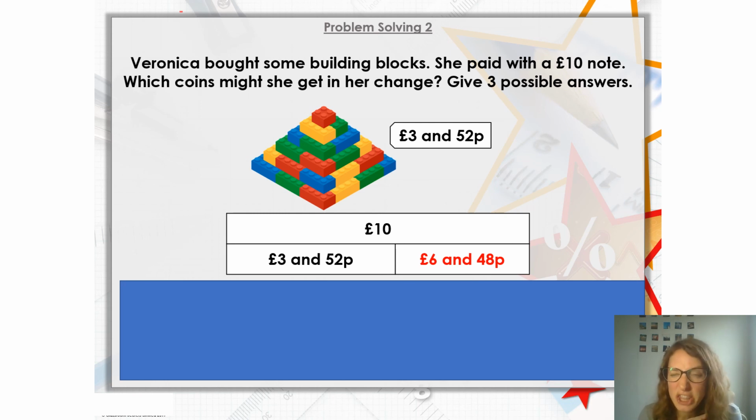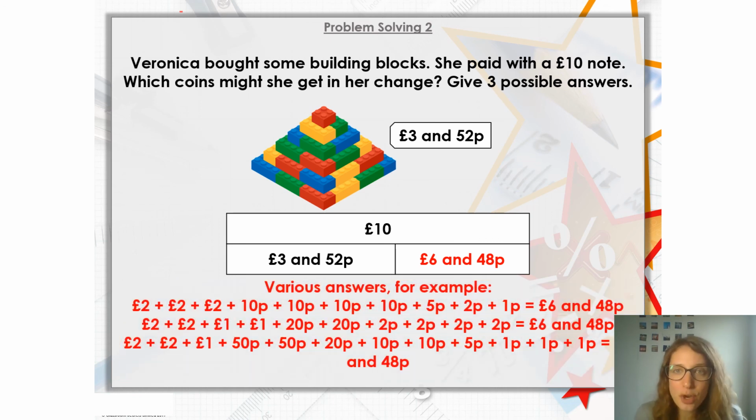Okay, like I said, there are loads of answers for this, so I'm just going to show you 3. Okay, if your answer isn't on the screen, please don't worry. I just wouldn't be able to fit all the possibilities onto one screen. So let's have a look at them. So the top row of those answers, you could have £2, add £2, add £2, which is £6. Add 10 pence, 10 pence, 10 pence, 10 pence, which is the 40 pence, and then 5, 2 and 1 to make the last 8 pence. Have a look at the other 2. So like I said, don't worry if your answer's not there, but if yours totaled £6.48, well done.